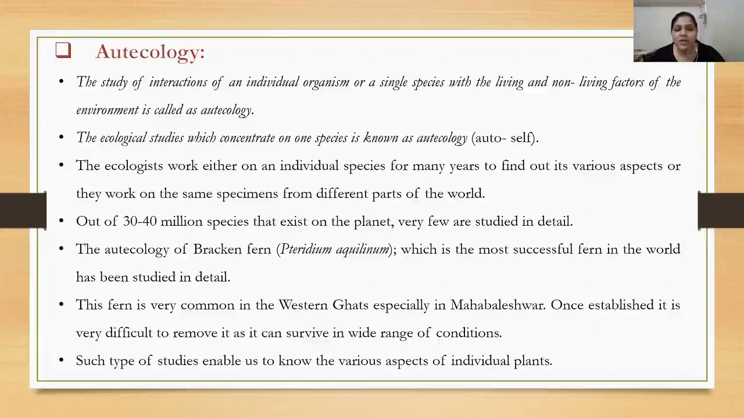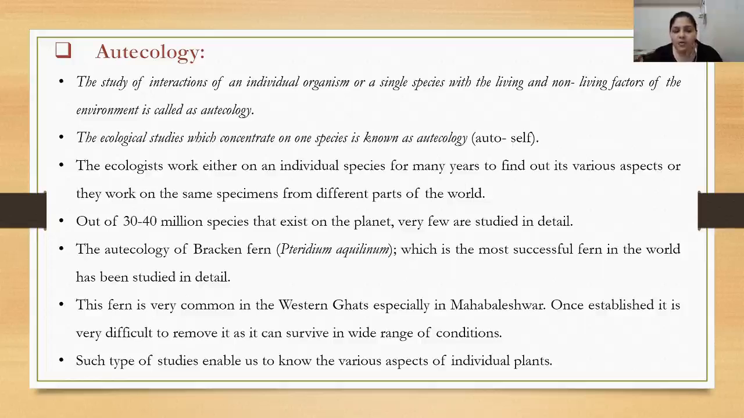So the ecologists either work on an individual species for many years to find out its various aspects, or they work on the same species from different parts of the world. So there can be two ways of studying autecology. For example, an ecologist can work on the same species for several years, so that he can find out more details or more aspects of that species. Or the ecologists can study the same species from different parts of the world. So in both the cases, it is called autecology.